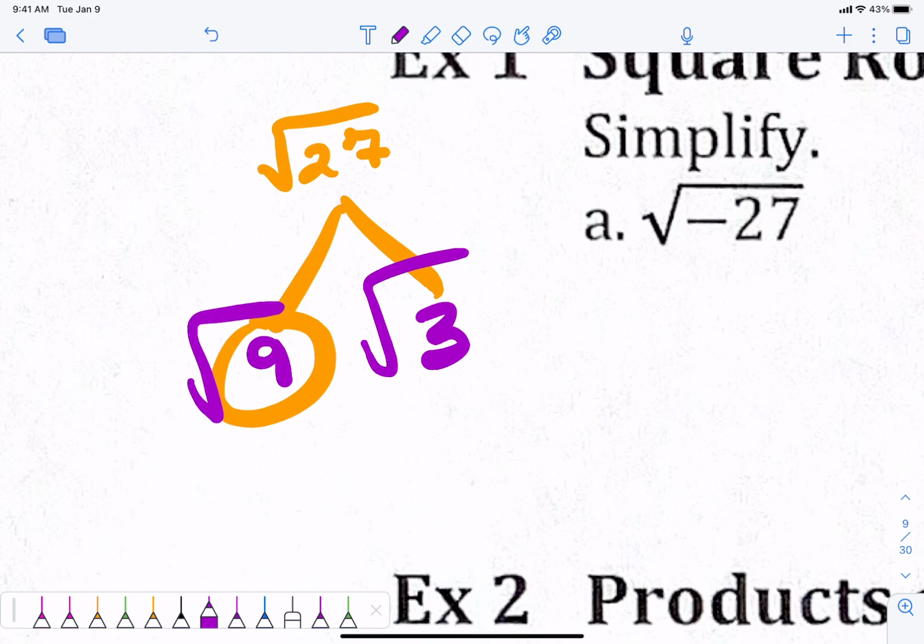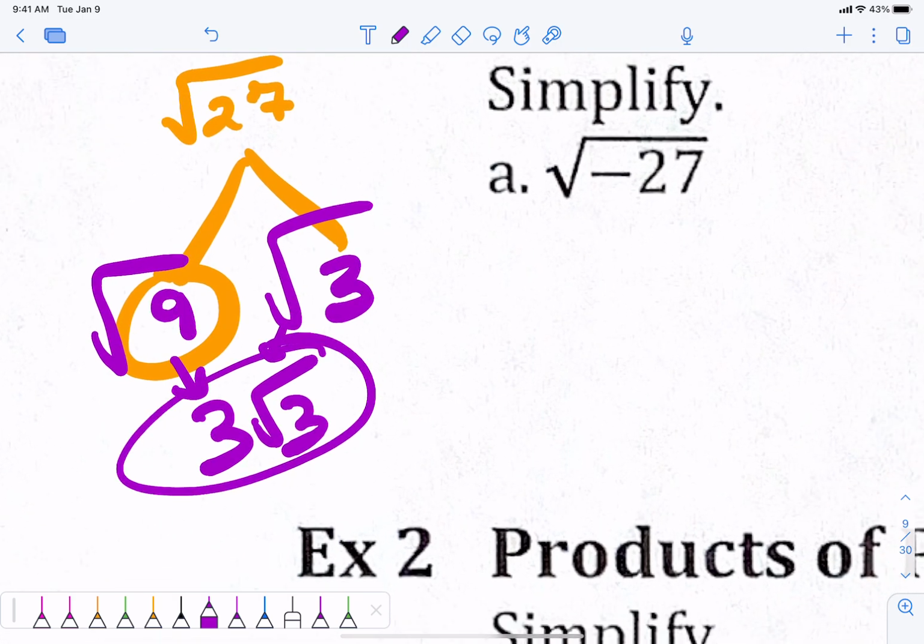So the square root of 9 times the square root of 3 will give me the square root of 27. The square root of 9 is 3, and the square root of 3 just stays. So 3 square root of 3. That's how that works, okay? We never go farther than like the first two. We never split the 9 into 3 and 3. So the square root of 27 is 3 square roots of 3, except I want the square root of -27.